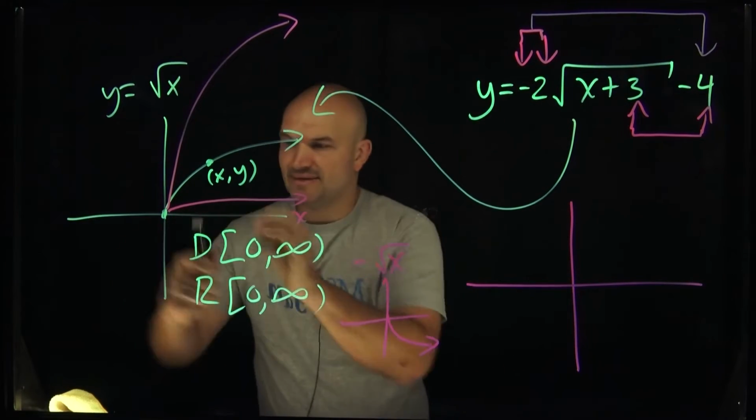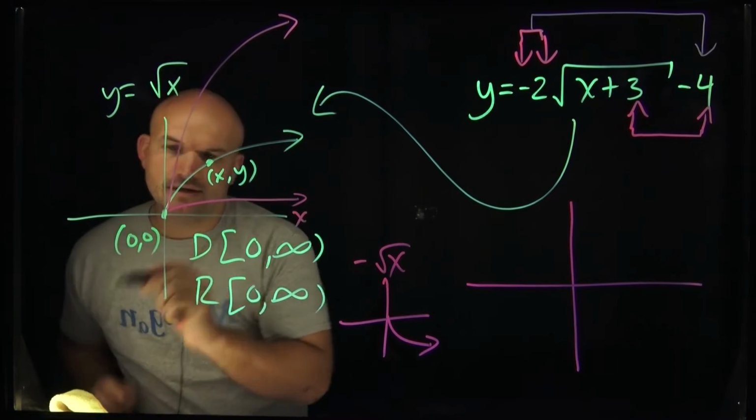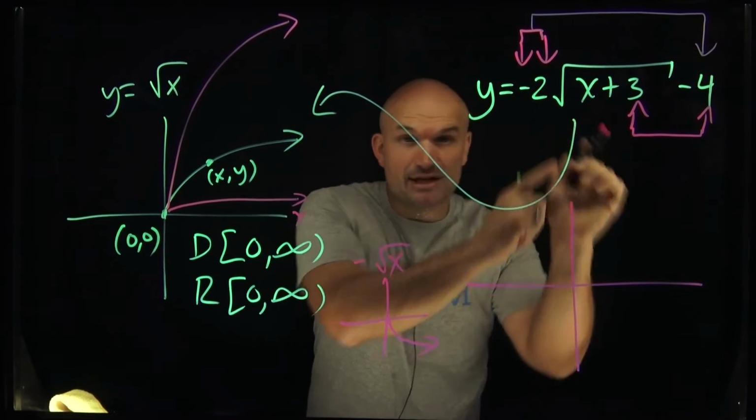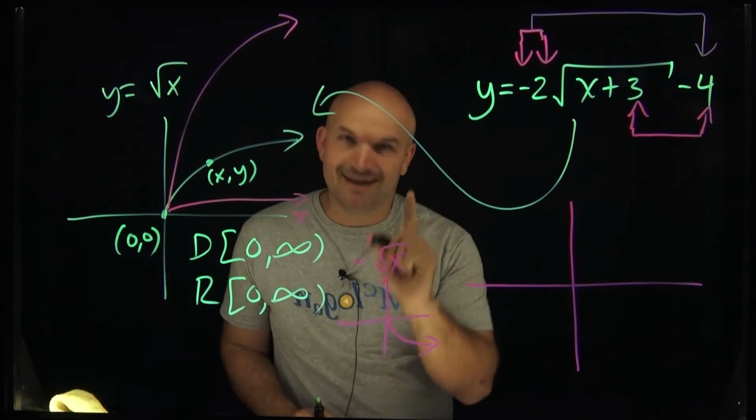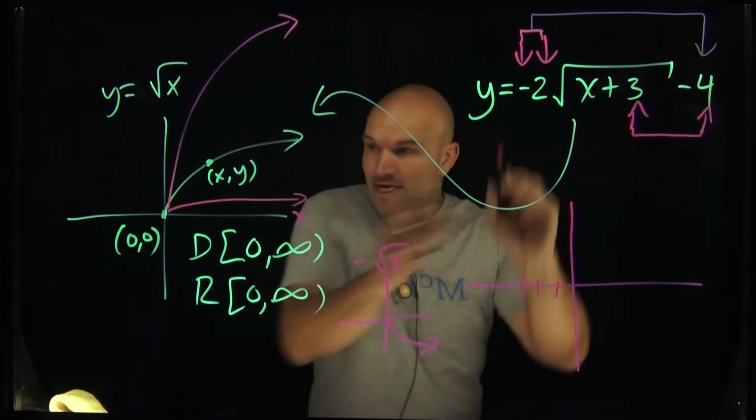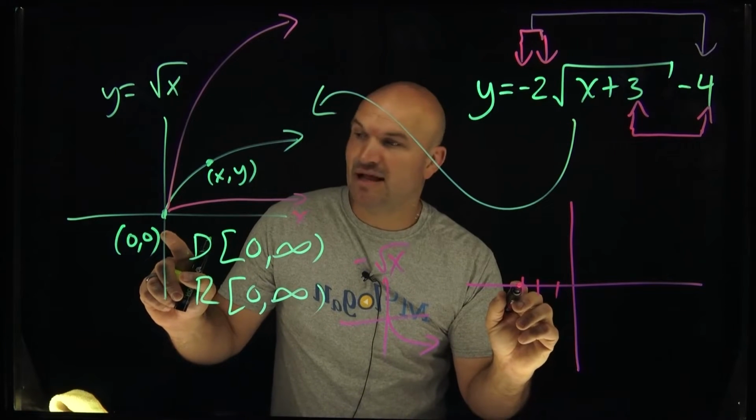So what I'm going to do is take this coordinate point of my parent graph, (0, 0), and shift it 3 units to the left. Now, if you're wondering, shouldn't it be to the right since it's positive? I'm going to get to that in just a second. So I'm going to move this point 3 units to the left. That's going to be applying my horizontal transformation.